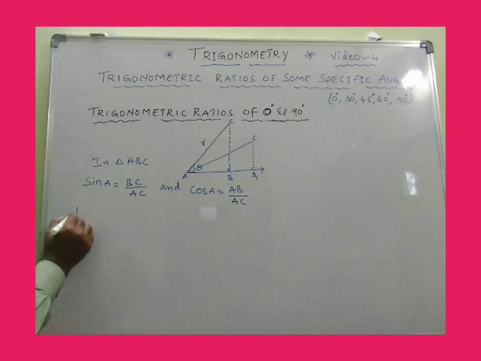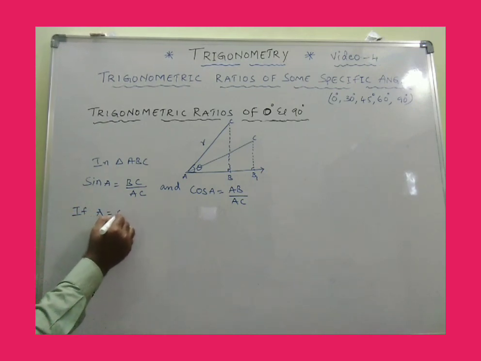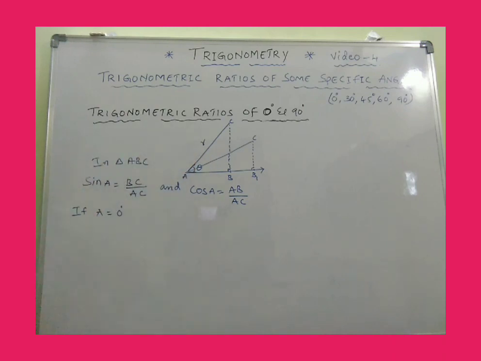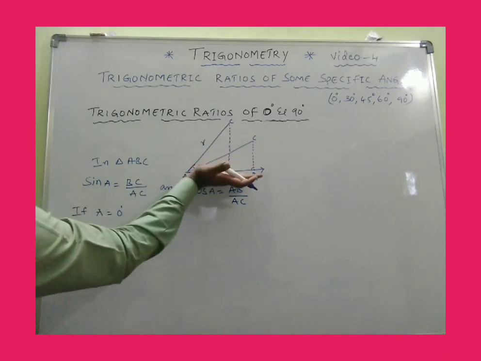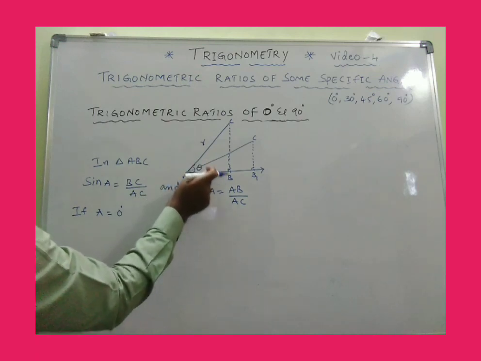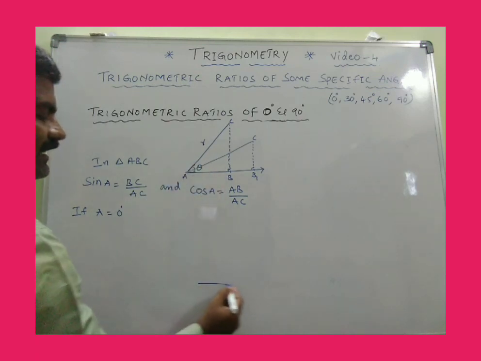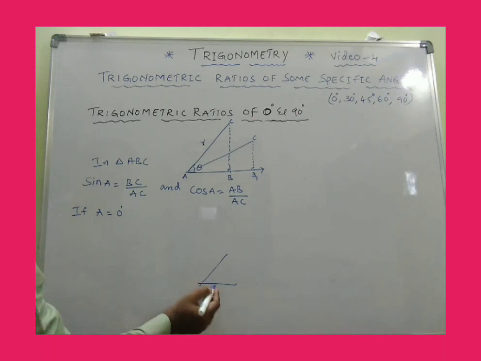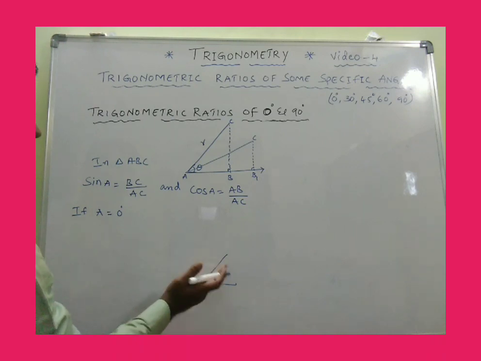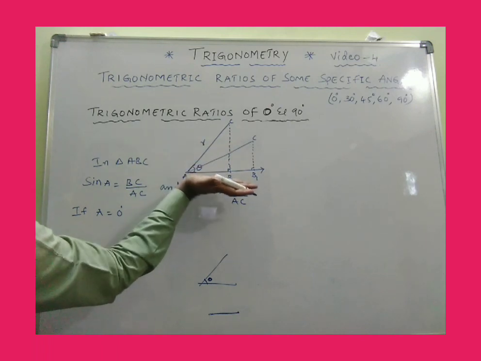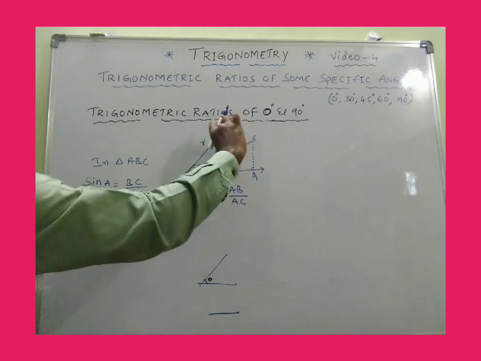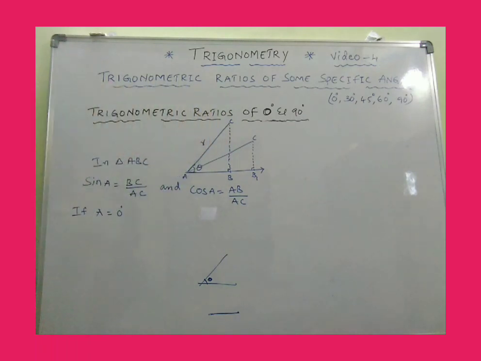Okay. Suppose capital A is 0 degrees. What happens when the angle is 0 degrees? That means AC coincides with AB, when there is no angle between them. When there is no angle between them, there are no two rays here. If there are two rays, then definitely there exists some angle. But angle 0 means these two lines are coinciding. Then automatically the length of BC becomes 0.